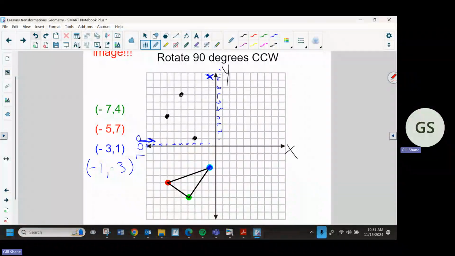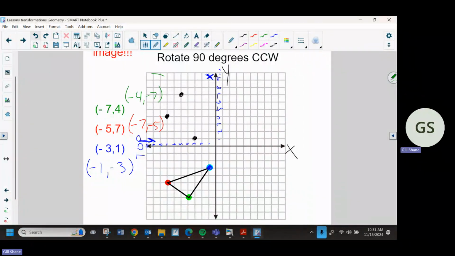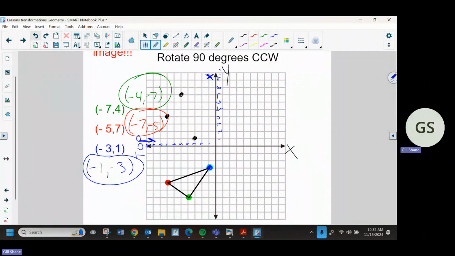So now I do that for everyone. This is at -7, -1, 2, 3, 4, 5. So the red is -7, -5. And then the green would be at -4, -7. That's your 3 new points right there. So if that's all they ask you for, if they just said, what are the 3 coordinates for the final image, or they would just say pre-image and image, or if they say, what are the 3 new coordinates, whatever the terminology is, that's them. If they say graph it, you would write those down.